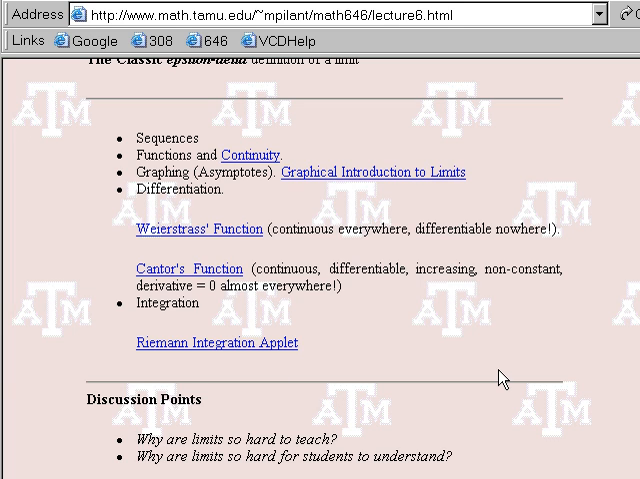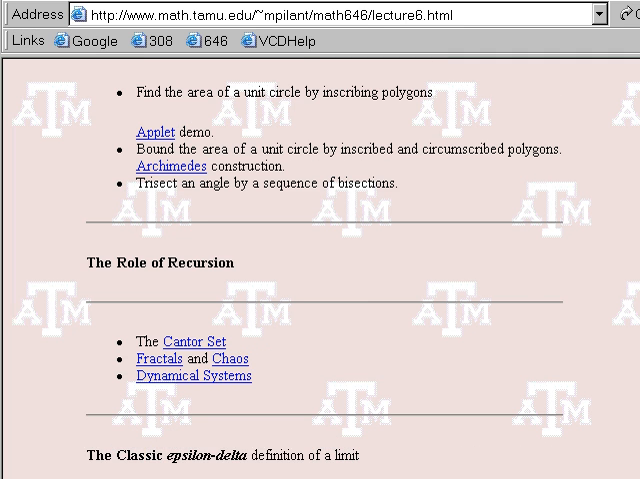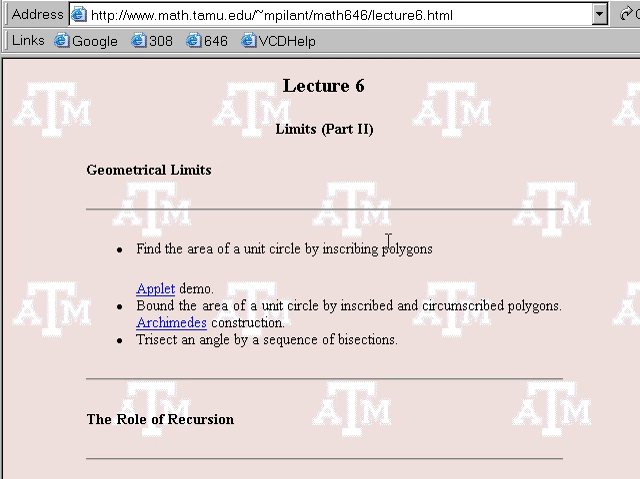And then an applet that I actually wrote for a calculus course on Riemann integration. And I want to end it up with just a brief discussion on why limits are difficult to teach and why they're hard for students to understand.